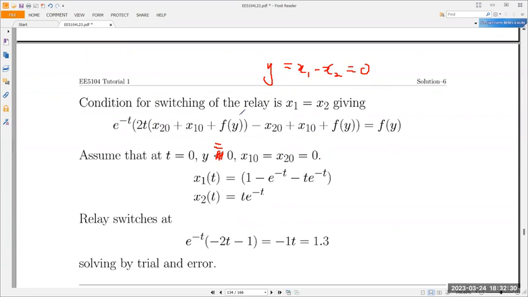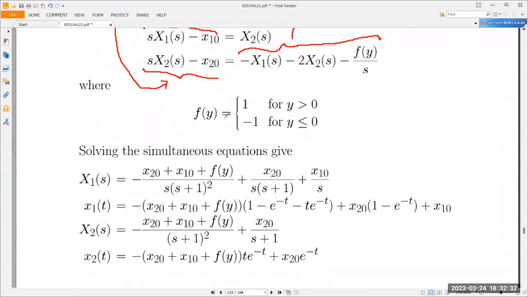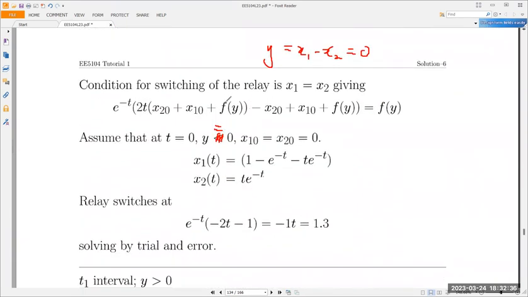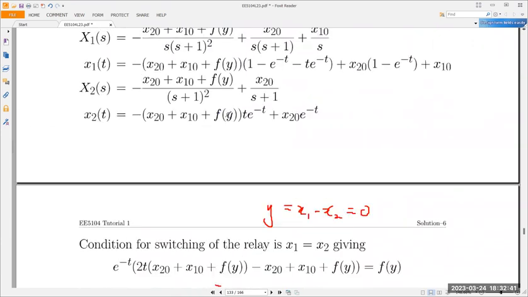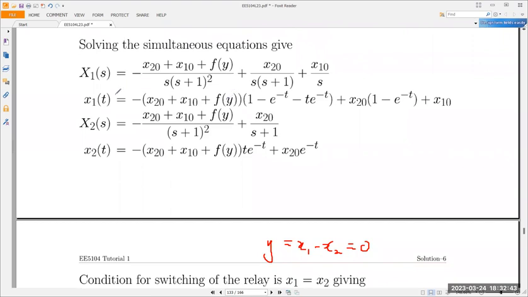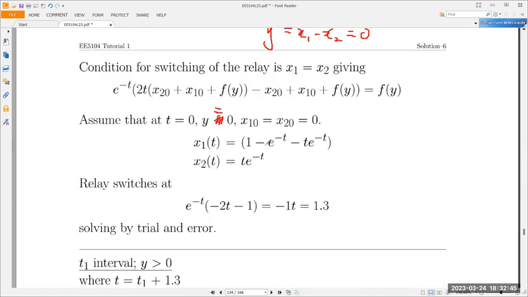And since y is 0, you look at what f is. So y is 0, f is minus 1. So you replace this by minus 1, replace this as minus 1, and this as minus 1. So x1, x2 will now look like that. Okay, so at t equal to 0, you have this. So x1, x2 looks like that.